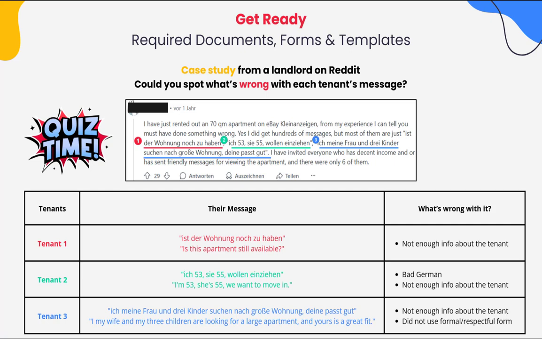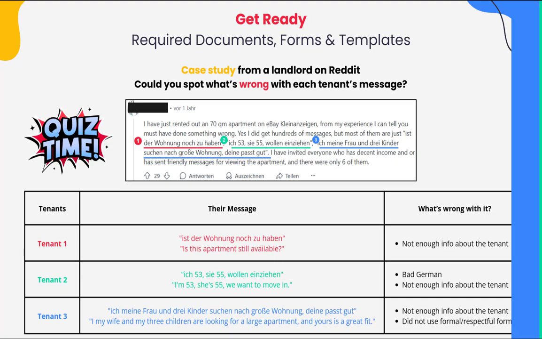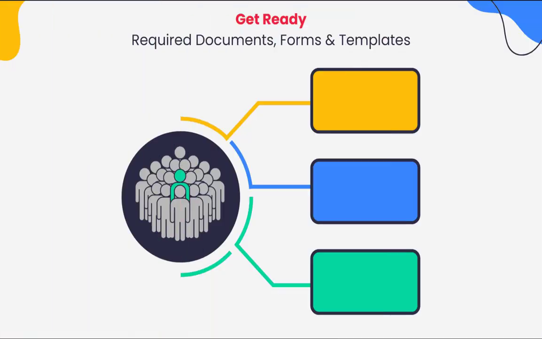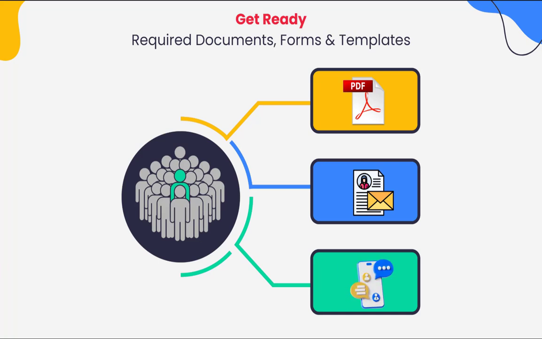So, how do we avoid these mistakes? How do you stand out and make a strong impression? In the next section, we will break it down step by step in 3 steps, showing exactly what to do differently so your application gets noticed and selected. Step 1. Prepare all your documents and put them in one neat PDF. Step 2. Write a cover letter. Step 3. Craft a simple, friendly introduction message.